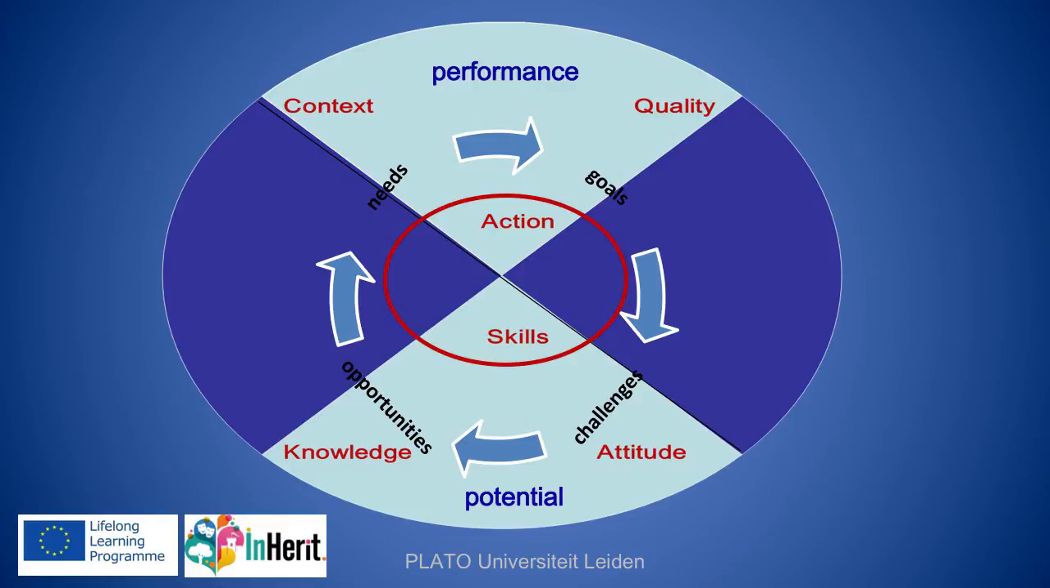In the model you are seeing right now, you see a lot of components, and I will go through it systematically, and I will start at the bottom quadrant of this model. There you see the words knowledge, skills, and attitudes, and they are basically the components people associate with competence. But in the InHerit project, we have also included the upper segment or quadrant of this circle, saying that a competence is not only a mixture of skills, knowledge, and attitudes, but it's also a mix of the ability to act in a particular context at a particular level of quality.